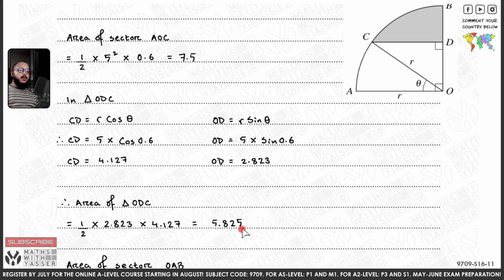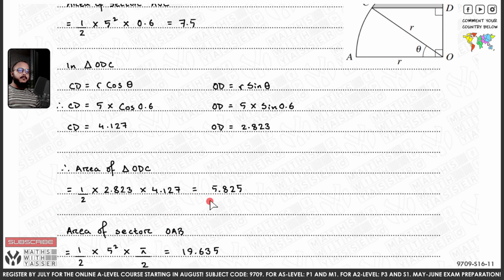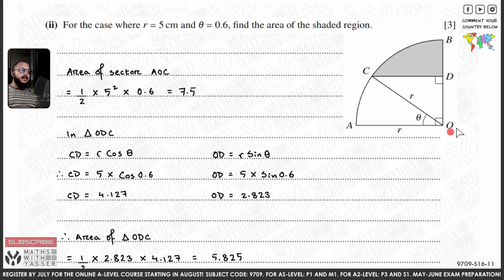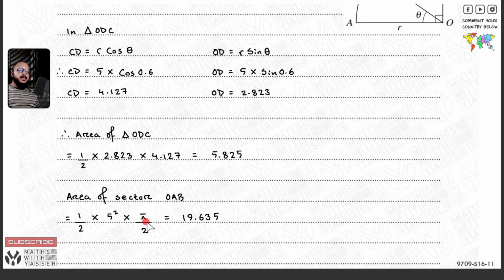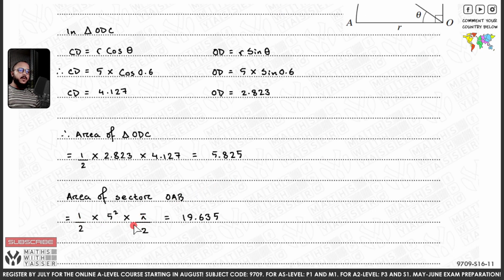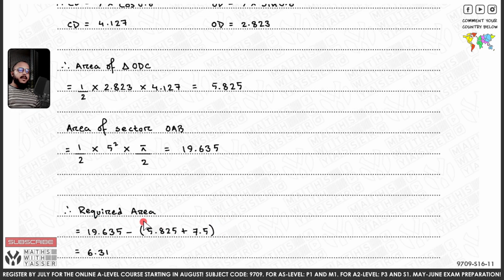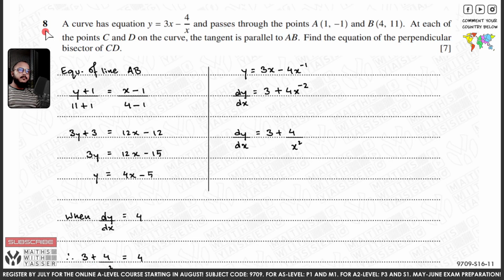So now we just have to find the area of the whole sector. So area of sector OAB must be half r squared theta, and now the angle is this whole thing, 90 degrees. In radians it's pi by 2, so half times 5 squared times pi by 2, that gives us 19.635. So the required area must be the area of the complete sector minus the area of the small sector and the triangle, which gives us 6.31.